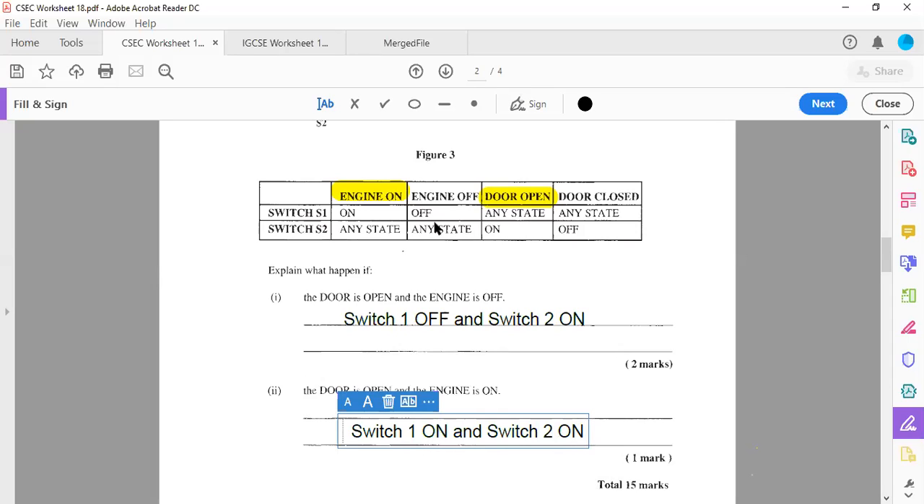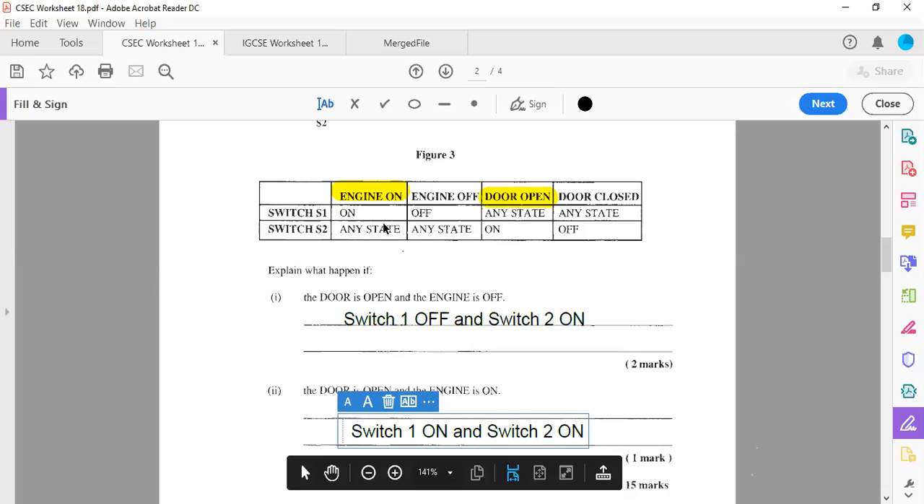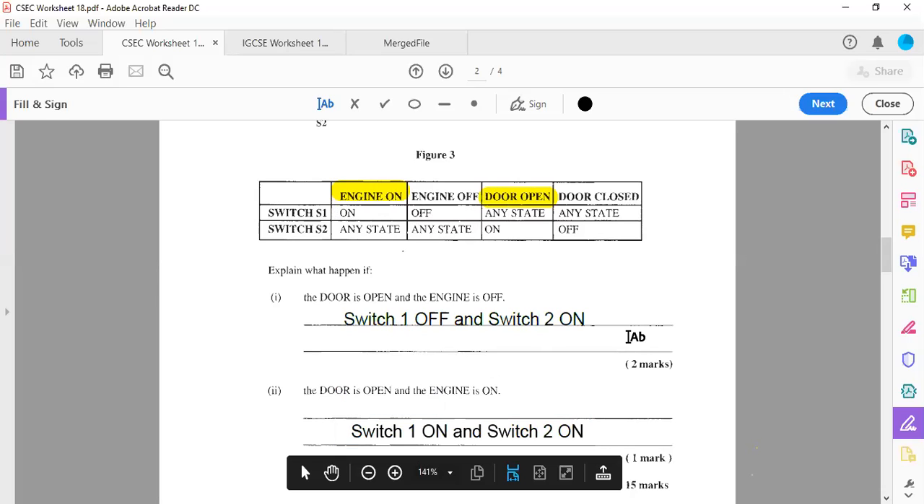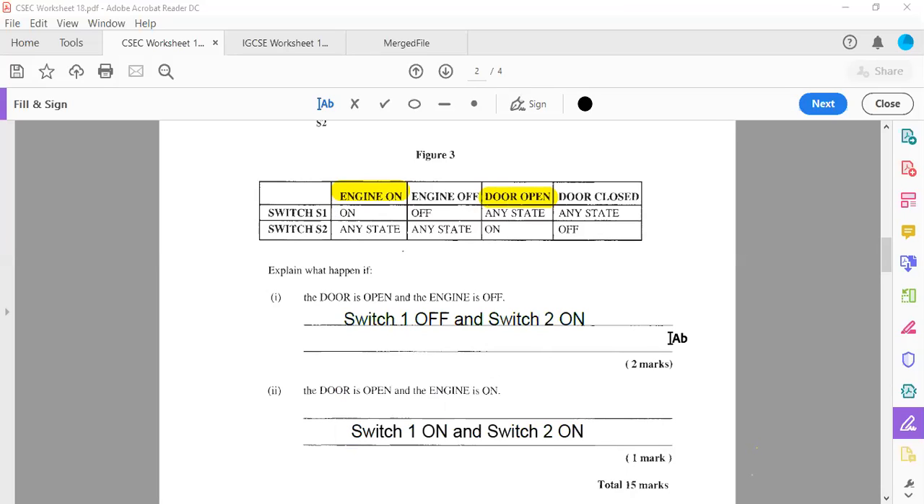Everyone see that from the table here? Any state means you could choose any state. So that's the reason why we just look at the state that causes the door to be open. For example, switch 1 must be on. If it is off, it doesn't matter for the door to be open. However, for switch 2, for the door to be open, it must be on. So we use the on from the engine here: switch 1 must be on at all times and switch 2 must be on in order for the engine to be on and the door to open. Everyone okay with how we solved that part so far?